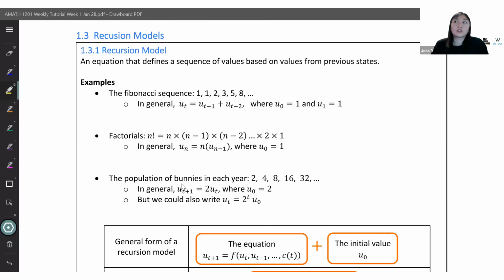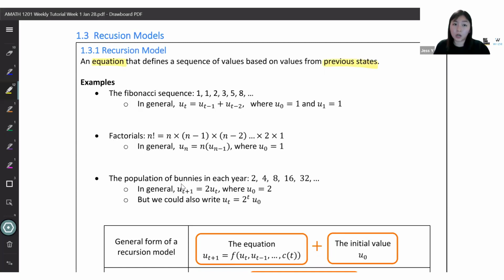So what is recursion? Recursion is when the new thing depends on previous things. That's pretty much what recursion is, okay? But in math, it's a little bit more defined. In math, a recursion model is an equation that defines a sequence of values, so the next value, the next value, the next value, based on previous values, okay?